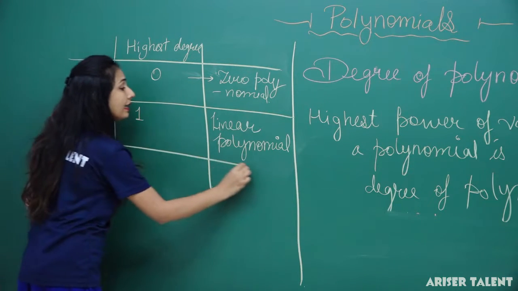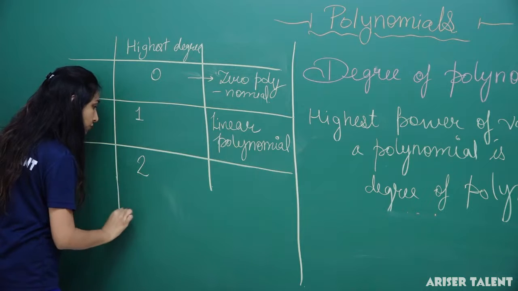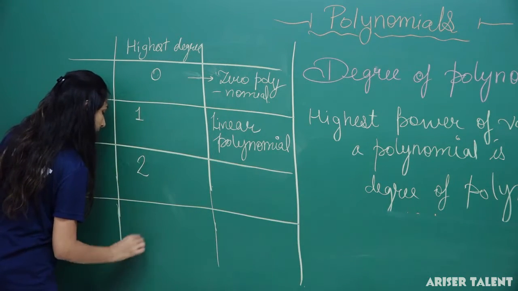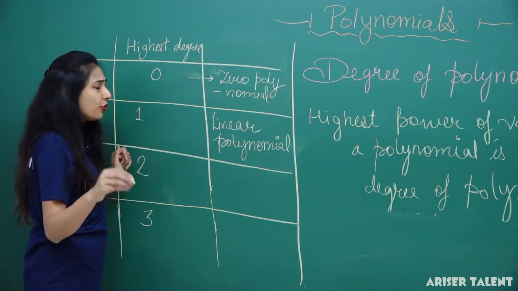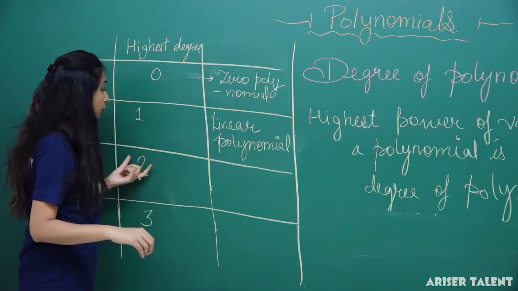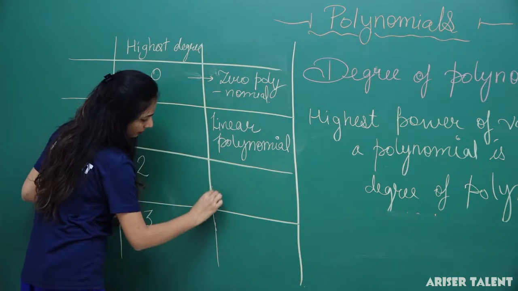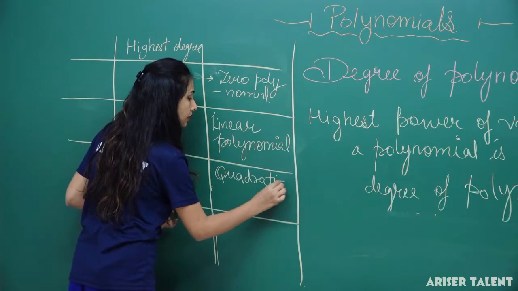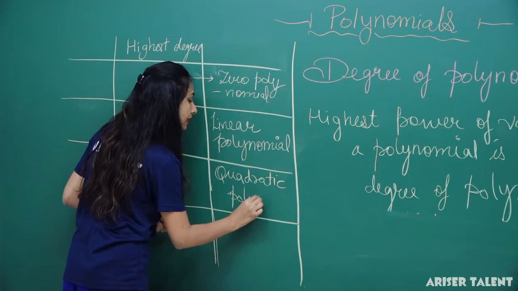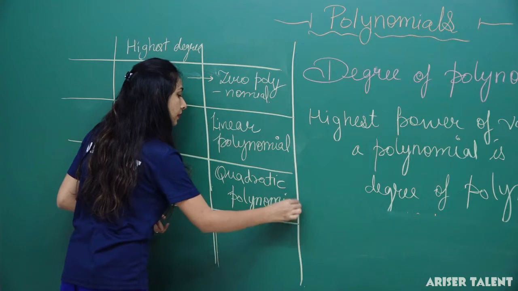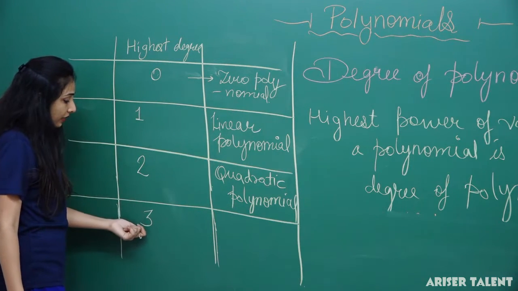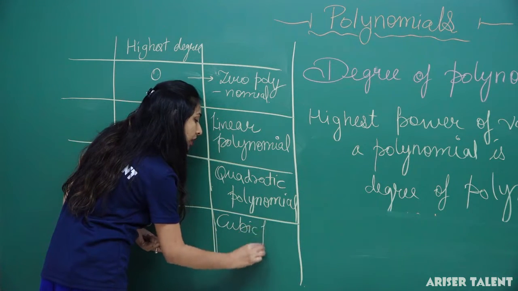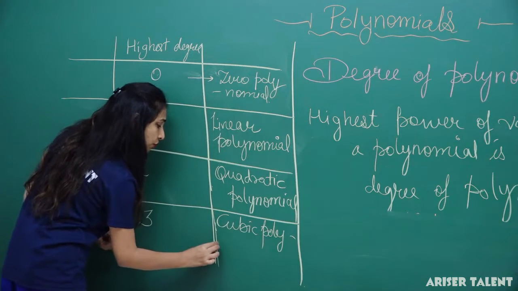Understood? Now the next thing, if I am having highest degree as 2 and 3, I have told you for 2 and 3 we always put some name, and after that we stop putting names for them. So for 2, that will be quadratic polynomial, highest degree as 2. After 2 there will be a 3. For 3, what will you call it? Simply cubic polynomial. After that we are not going to have any names for 4, 5, 6.